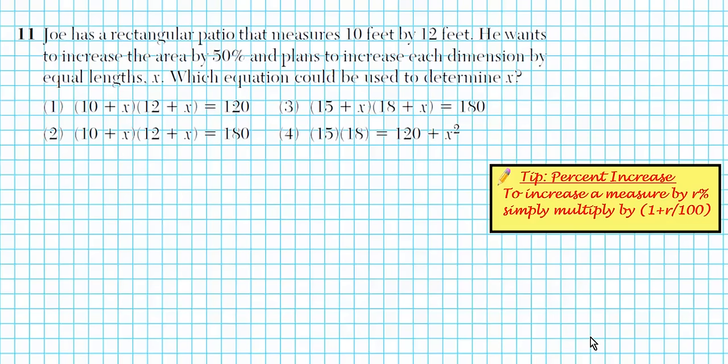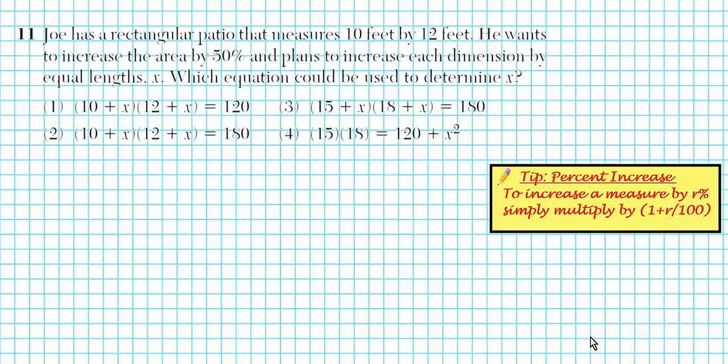All right, let's take a look at problem 11. It says Joe has a rectangular patio that measures 10 feet by 12 feet. He wants to increase the area by 50% and plans to increase each dimension by equal lengths x. Which equation could be used to determine x?